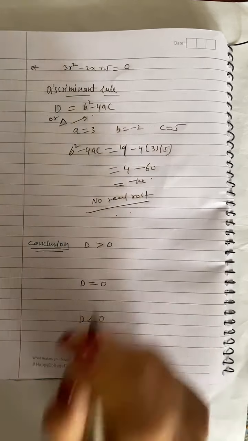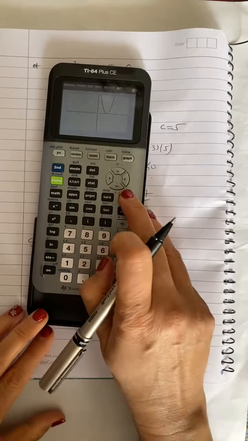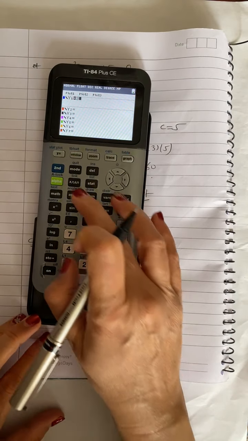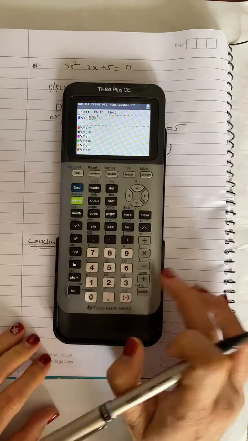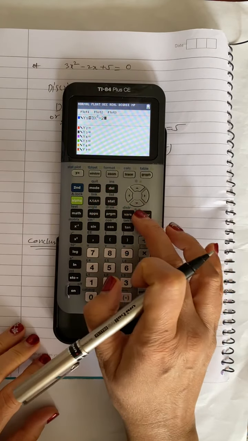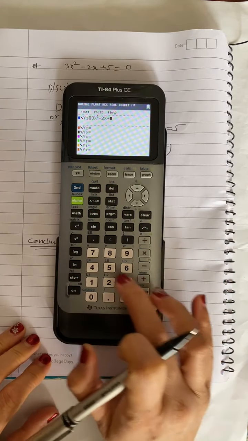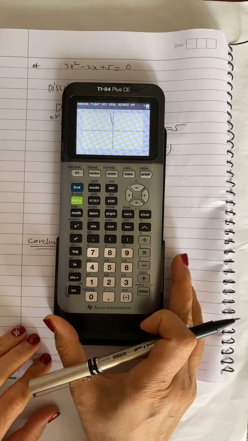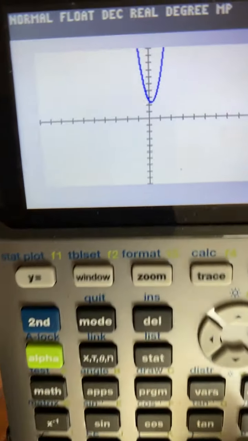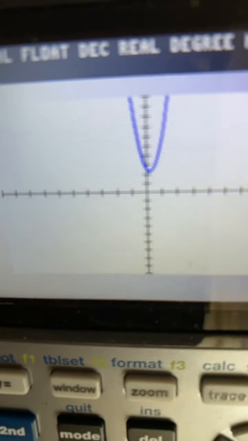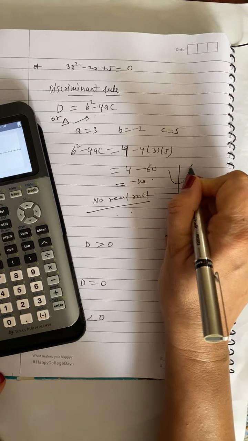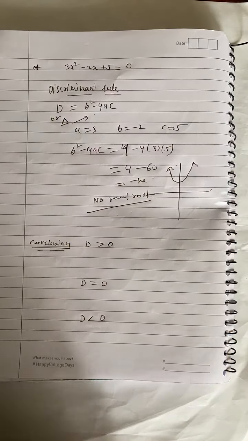And how will the graph of this look? Let's sketch this graph, and we can see from here. So it's 3x squared minus 2x plus 5. And if I graph it, you can see the graph of this function will not intercept the x-axis. Which means there is no real root. So the graph is like that. Okay.